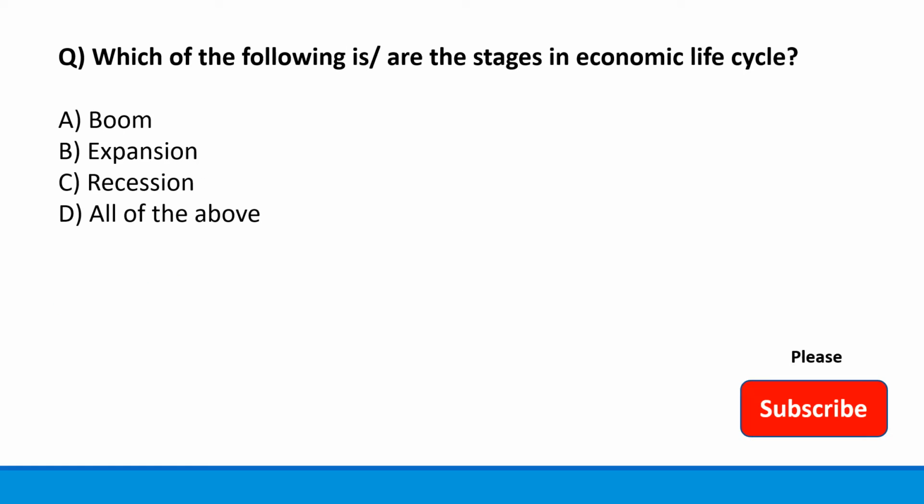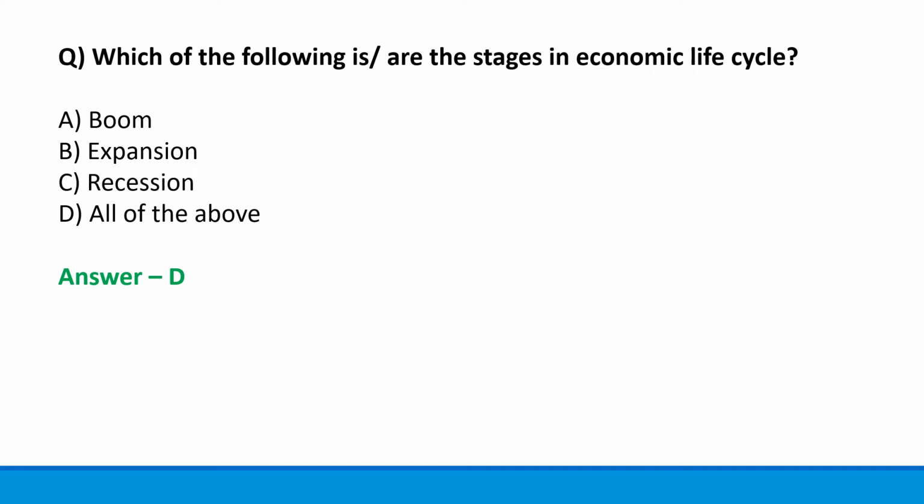Next question. Which of the following is stages in the economic life cycle? Option A, boom, option B, expansion, option C, recession, and option D, all of the above. The correct answer is option D, all of the above.